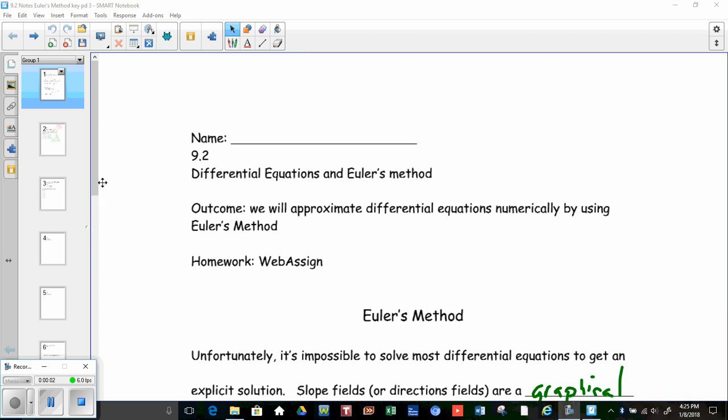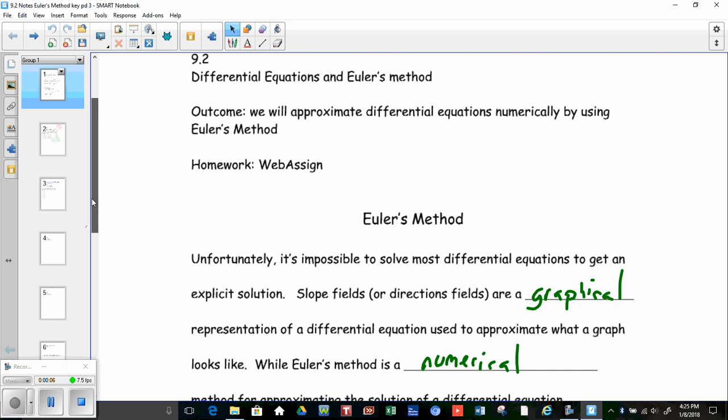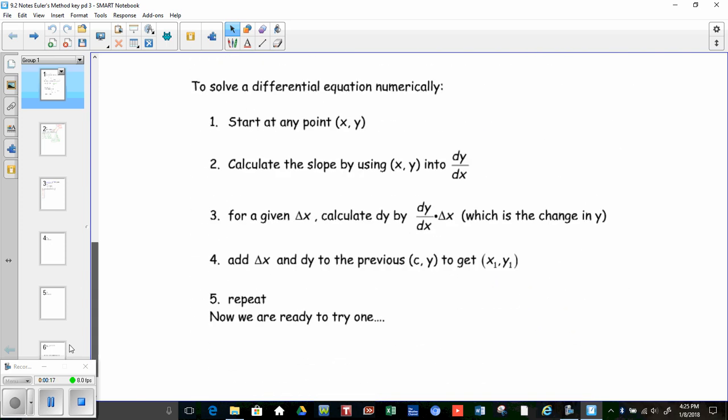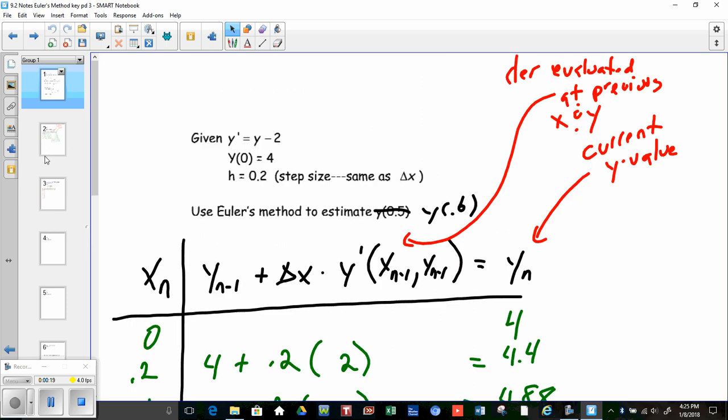Alright, so let's see where we left off in class. Let's just rehash really quickly. Euler's method is going to be a way for us to find a numerical approximation of a differential equation at a specific value. And it's not on this page, but this page, here we go, where we wrote the equation that's going to allow us to do the numerical approximation.